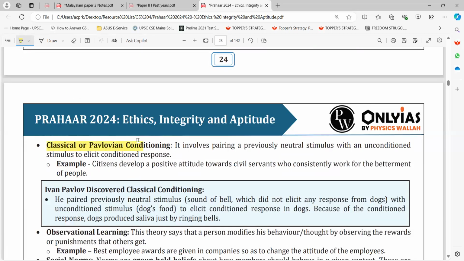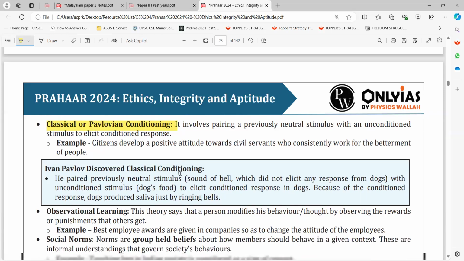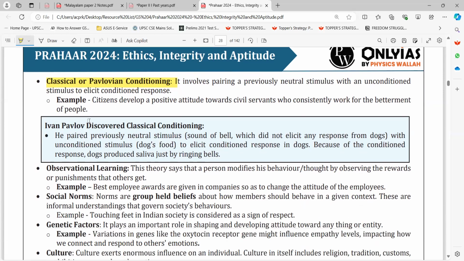Classical or Pavlovian conditioning. It involves pairing a previously neutral stimulus with an unconditioned stimulus to elicit a conditioned response. Example, citizens develop a positive attitude towards civil servants who consistently work for the betterment of people. Ivan Pavlov discovered classical conditioning.